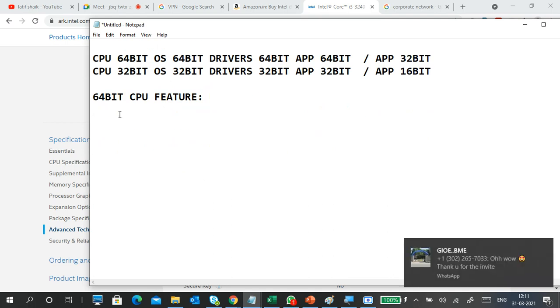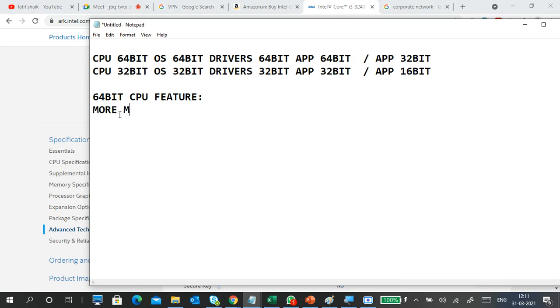Okay, so it supports more memory, like 32 GB, 64 GB. More memory is required, and as well as more memory is supported. Virtualization: core virtualization support is there, like VTX or AMD-V support.